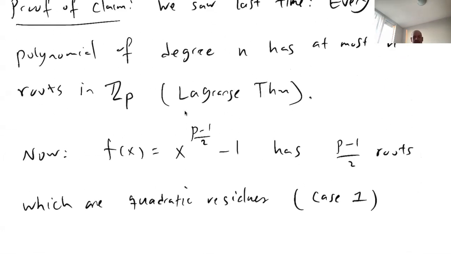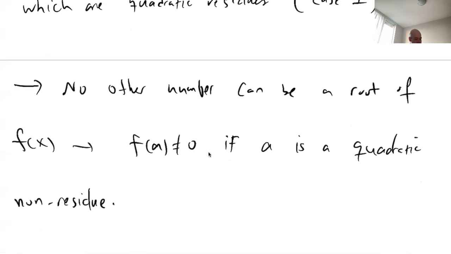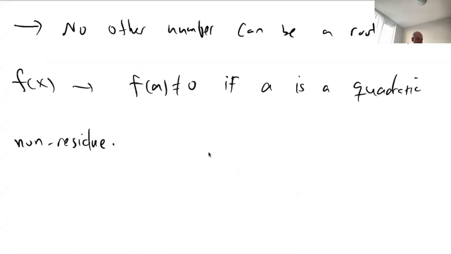So I repeat one more time the reasoning. This function is a polynomial of degree (p minus 1) over 2, and therefore it has at most (p minus 1) over 2 roots. But I already found (p minus 1) over 2 roots for this. Which roots? All the numbers which are quadratic residues in ZP. So if I already found (p minus 1) over 2 roots for this function, and it has at most (p minus 1) over 2 roots, that means no other number other than the numbers that I found can be a root for this function. So that means f of a not equal to 0 if a is a quadratic non-residue.